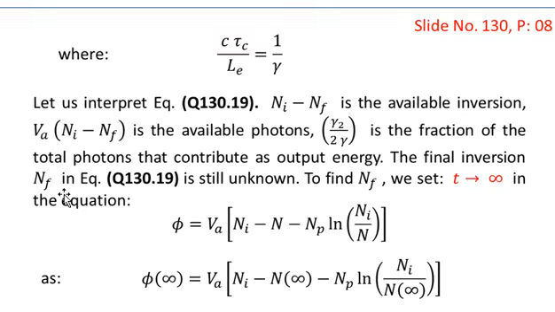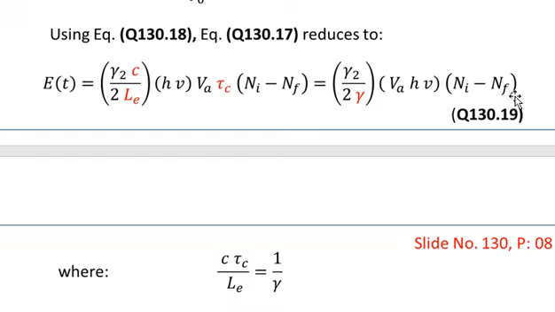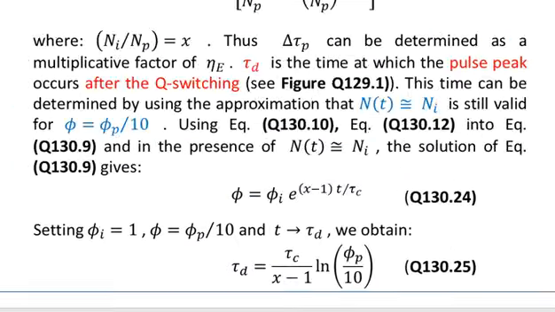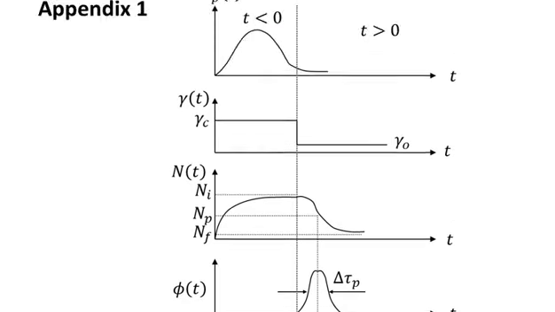The final inversion Nf in equation number 19 is still unknown. So you see that the final inversion Nf is still unknown in this equation. Let me show you the figure first. You see that in the figure we have found the value of Ni, we have found the value of Np, but Nf is still to be found. So let's see how we can find the value of Nf.